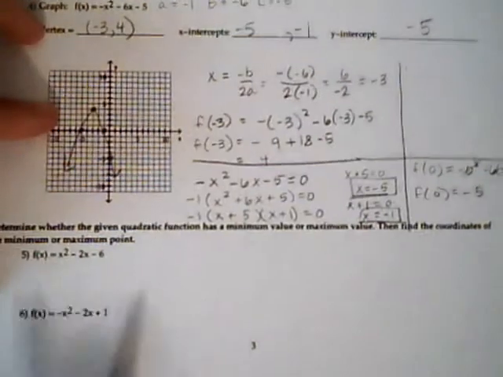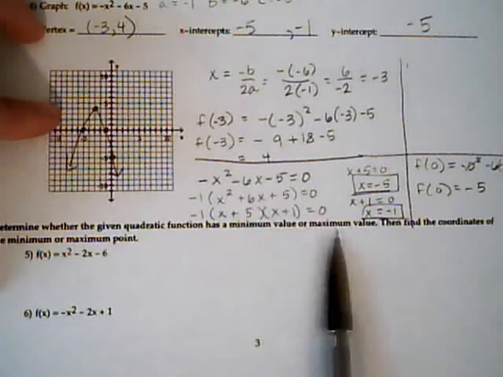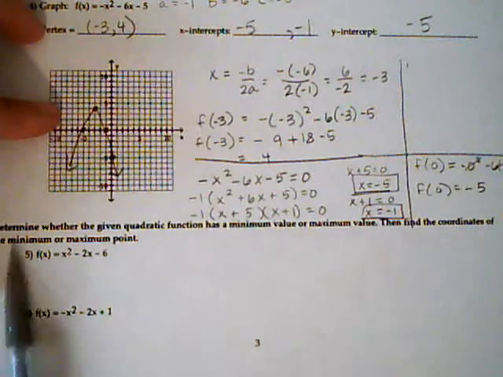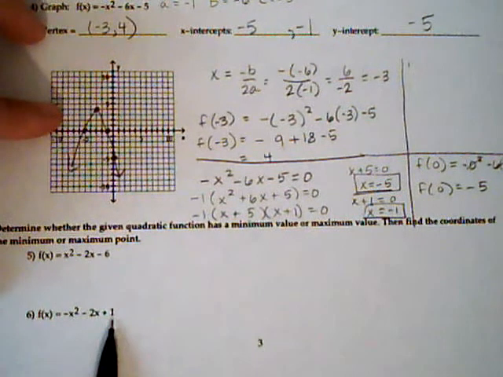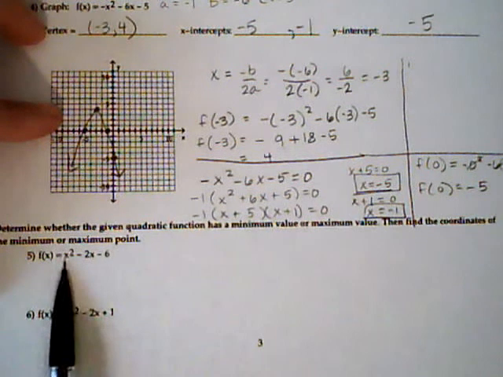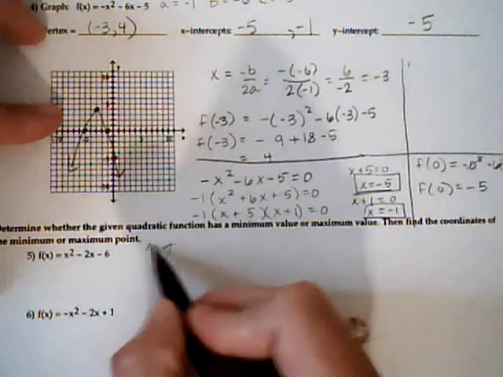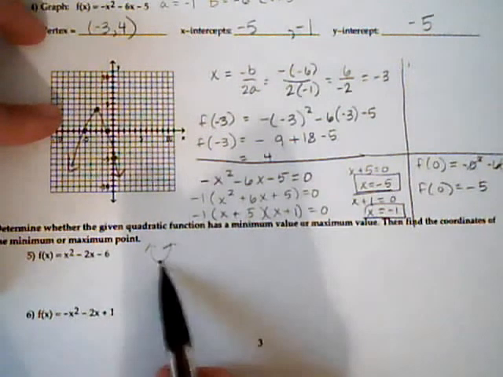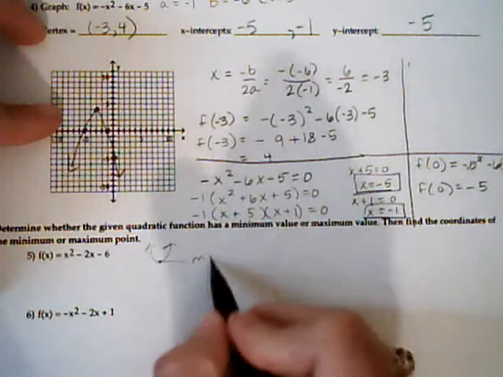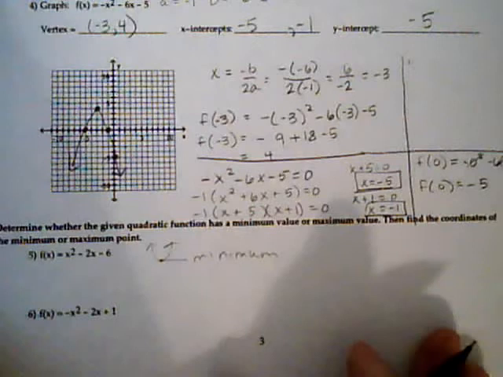Okay, you'll have some problems on the homework like 5 and 6 that say determine whether the given quadratic function has a minimum or a maximum value and find the coordinates of that minimum or maximum value. Okay, looking at my equation, if it's a positive 1 coefficient, I know my parabola is going to open upward. If it's open upward, that vertex is going to be a minimum. So we know I have a minimum here. Let's find what it is.